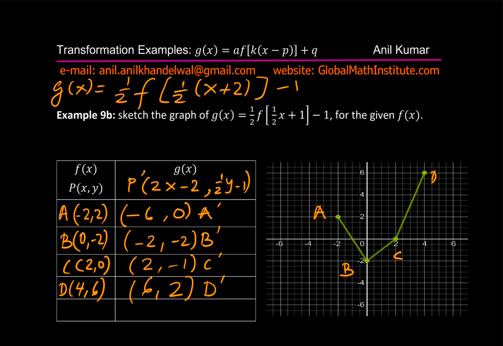So we get these points. Let's plot these points. Let me use a different ink to plot them. A dash is minus 6, 0, so minus 6, 0 comes there. Minus 2, minus 2, second point. 2 and minus 1, 2 and minus 1 here. And we have 6 and 2. So those are the new points. We'll connect them.